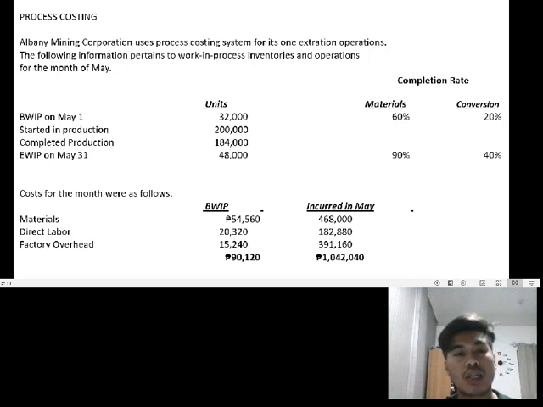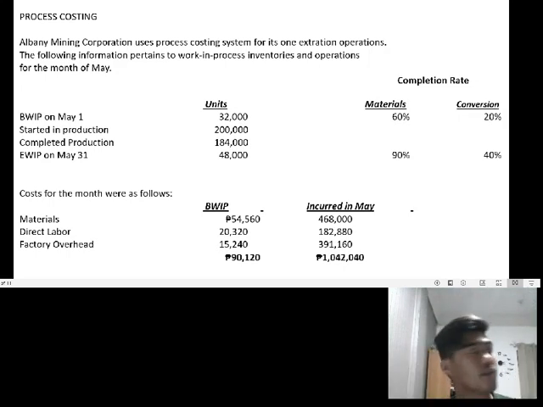As to the ending work in process na 48,000 units, sa materials, 90% na, almost done na yung materials na ginamit. As to conversion cost naman, 40% pa lang yung natapos. So, meaning 60% pa ang kailangan. So, the costs for the month were as follows. Materials, sa beginning work in process, 54,560. Incurred in May is 468,000. And then the direct labor and so on and so forth.